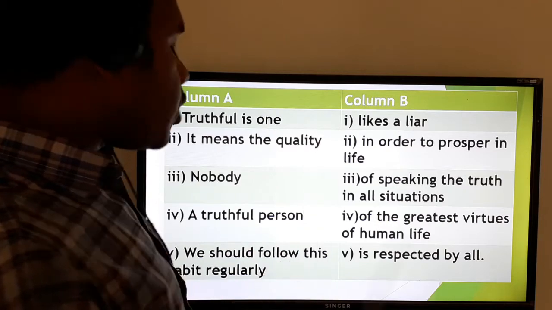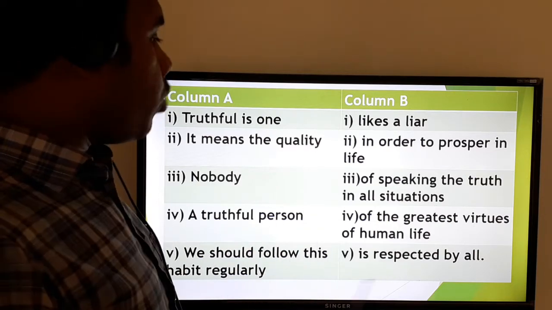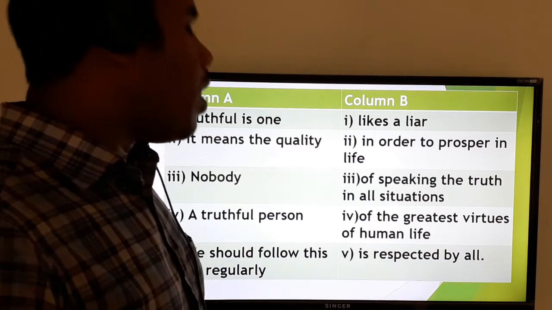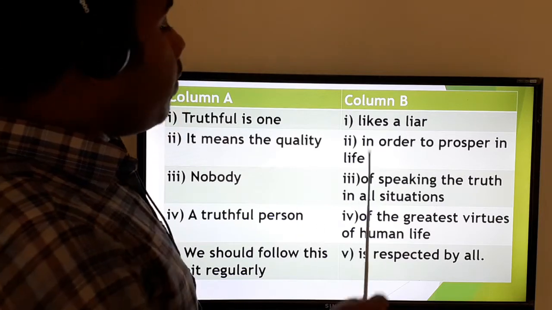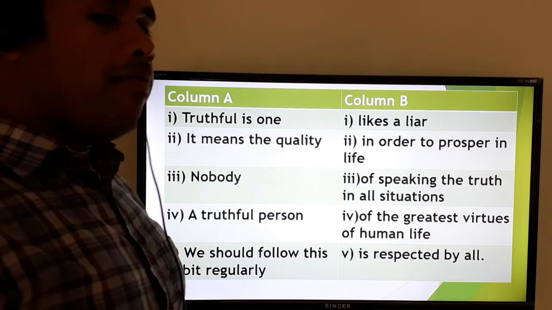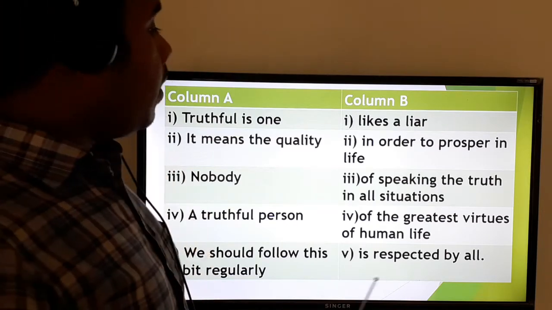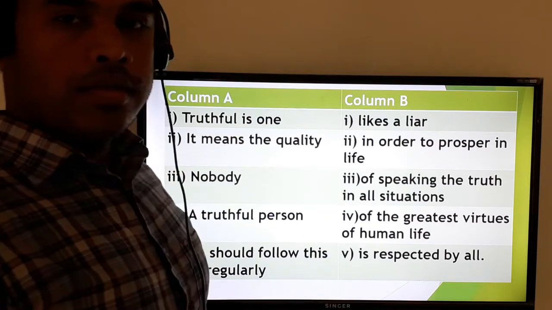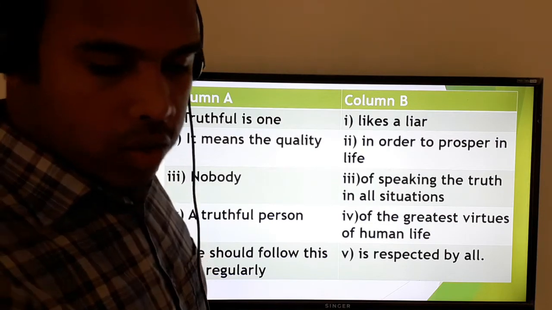So there is such a quality, such a virtue, that we should follow in our life. If we speak the truth, then we will be able to prosper in our life. So we should follow this habit regularly, then you can prosper in life. Alright? I think you understand.